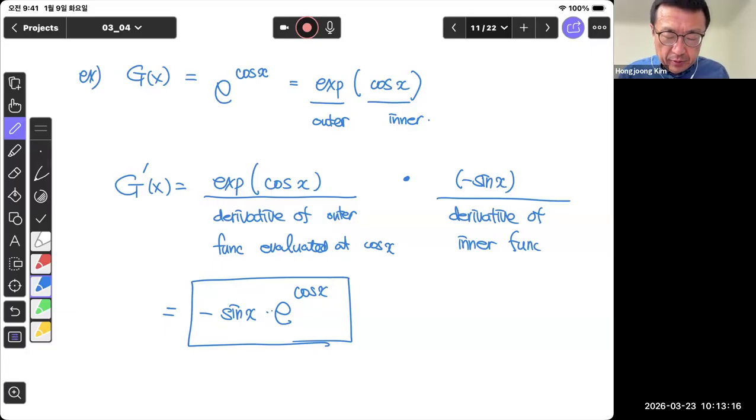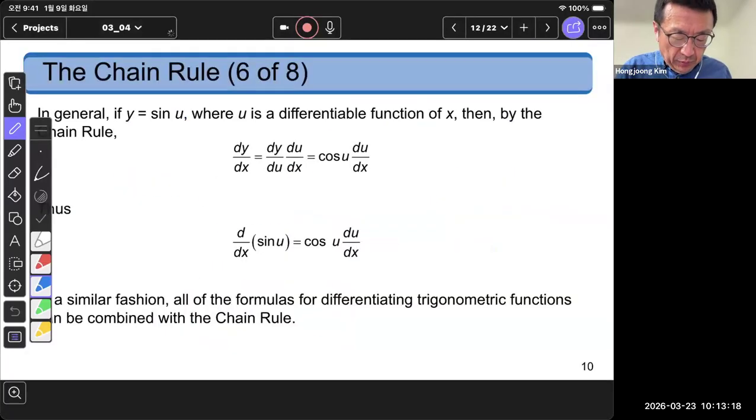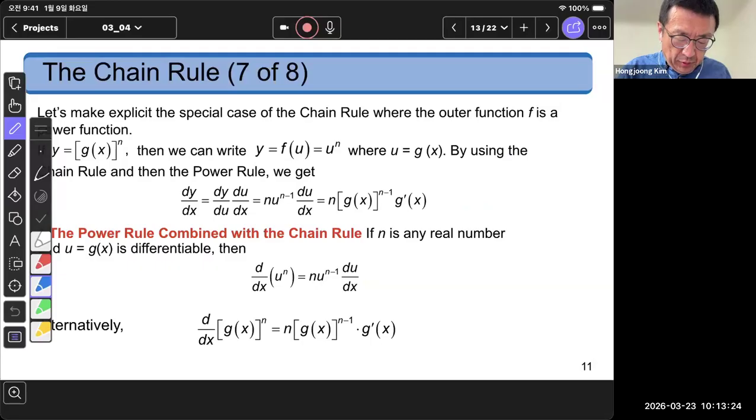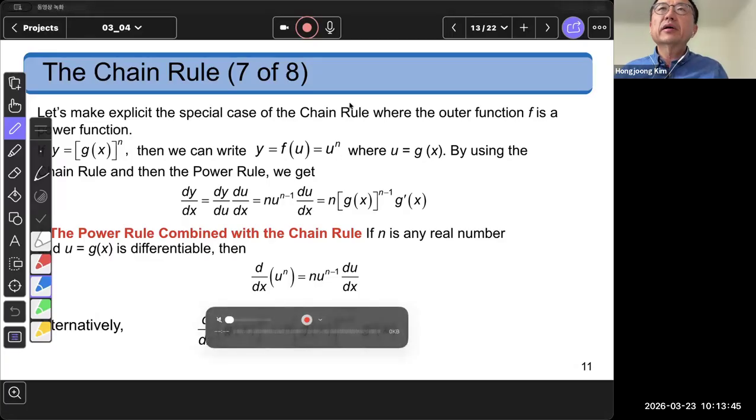Okay, then what else do we have? Okay, so let me consider this formula after the break. Let's take a break for 15 minutes, and then let us resume at 10:30. Okay, see you. Let's take a break.